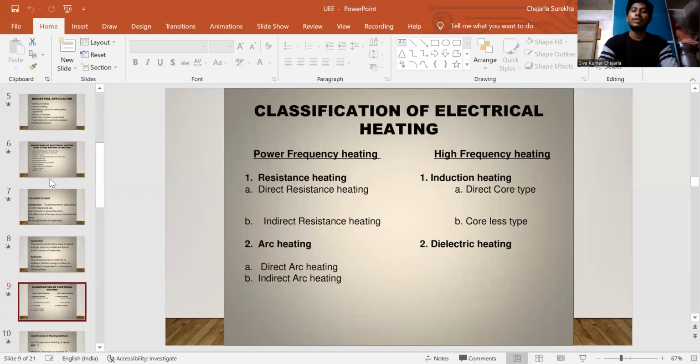The classification of heating is of two types: power frequency heating and high frequency heating. Power frequency heating is again of two types: resistance heating and arc heating. Resistance heating is of two types: direct resistance and indirect resistance. Arc heating is of two types: direct arc and indirect arc. High frequency heating is of types: direct core type and direct coreless type, and dielectric type.